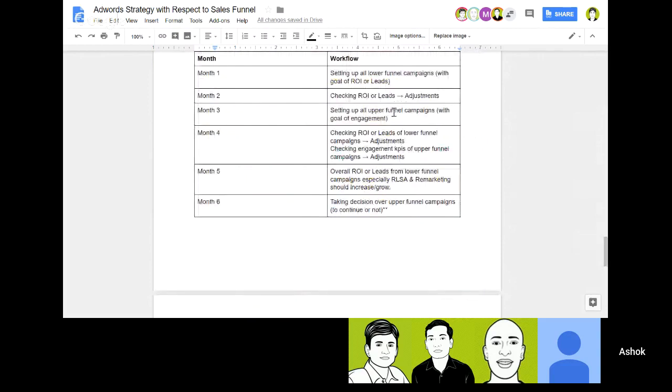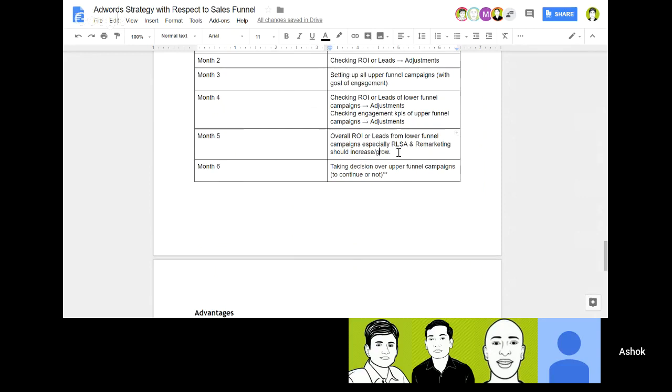So in month 4, after setting all the upper funnel campaigns in month 3, once again you're going to check return on ad spend or leads of lower funnel campaigns, and you're going to check engagement KPIs. You're going to compare engagement metrics of the upper funnel campaigns which you launched in month 3. So that happens in month 4, month 5.